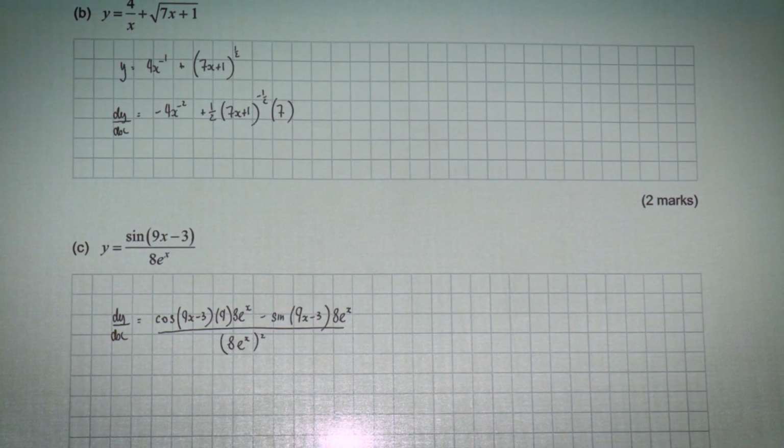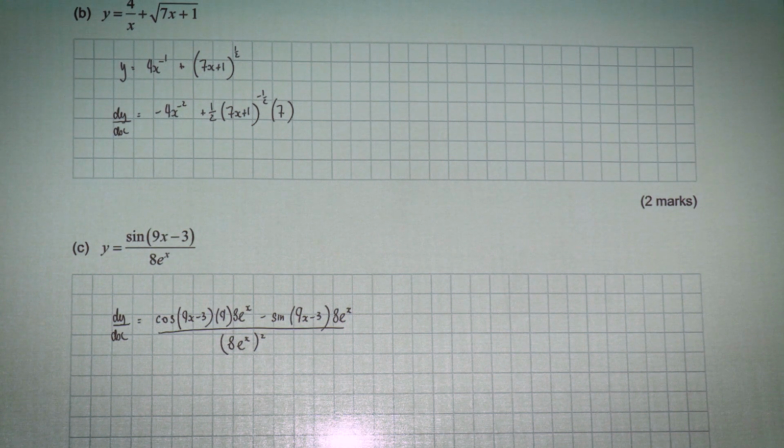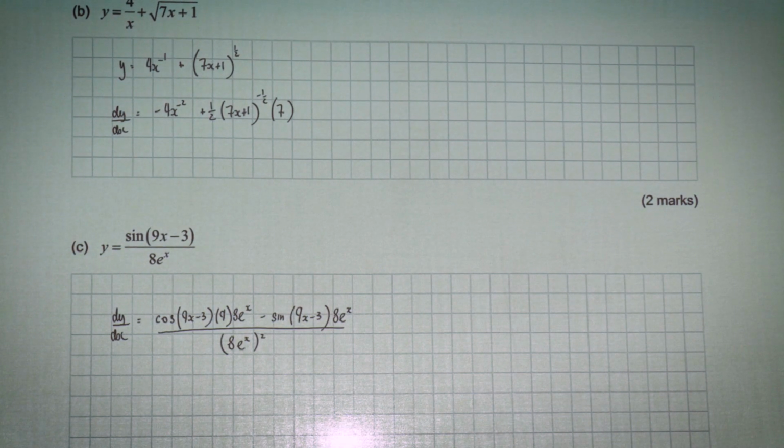In part B, we had a function that required a little bit of work to get it into a differentiable form. Those students that explicitly wrote out that working form, 4x to the power of -1 plus, in brackets, 7x plus 1 to the power of 1/2, typically did better than those that skipped over that step and said, I know how to do this one, and then they got it wrong.